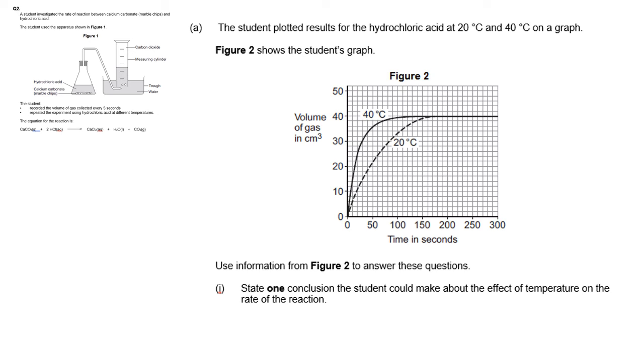So A, the student plotted results for the hydrochloric acid at 20 degrees Celsius and 40 degrees Celsius on a graph. And we can see that there. Use the information for figure 2 to answer these questions. State one conclusion the student could make about the effect of temperature on the rate of reaction. So here you want to say something along the lines of increasing the temperature increases the rate of reaction, or does it decrease the rate of reaction, or does it make no difference? You need to decide that.